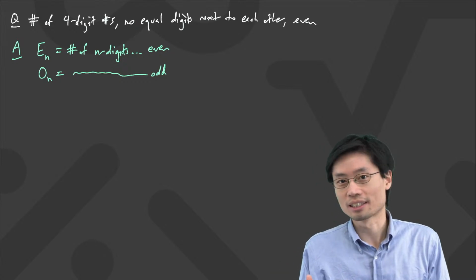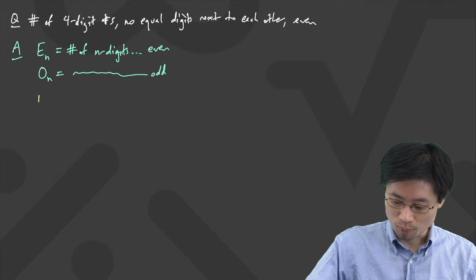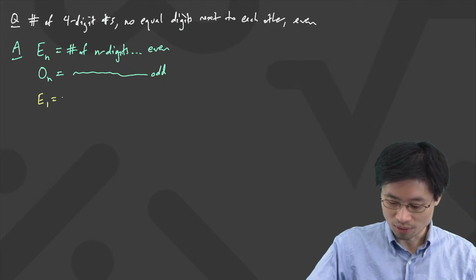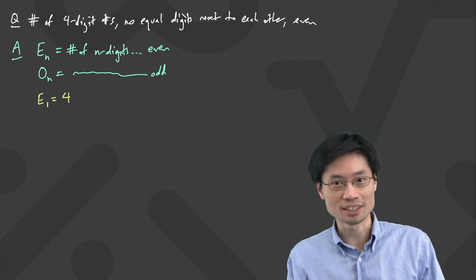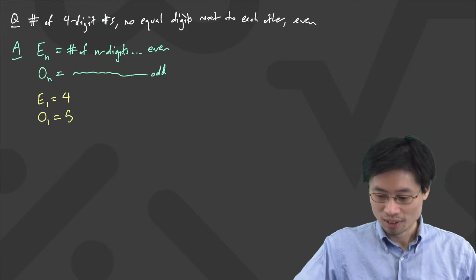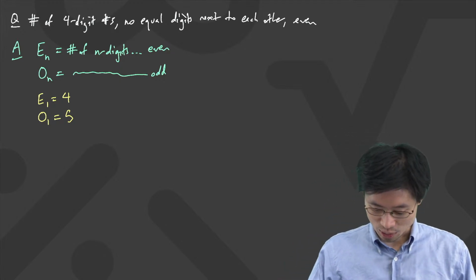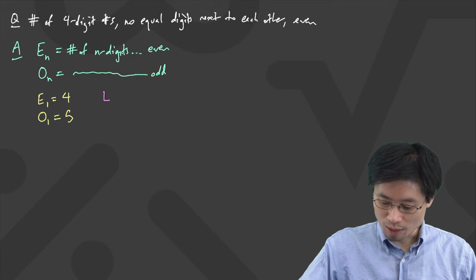We also defined O sub n to be the same thing, the number of them where it's odd. And what we found out is that there are some nice things for the recursion. We found out that E sub 1 was equal to 4: it was 2, 4, 6, or 8. And O sub 1 was 5: 1, 3, 5, 7, or 9. And then we had some kind of a recursion as well. We knew that E sub n plus 1.